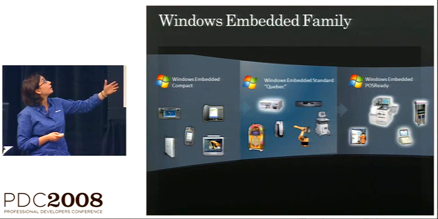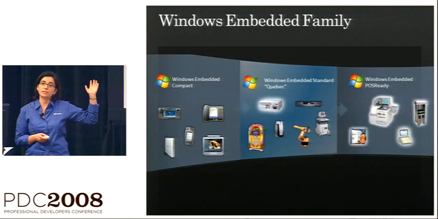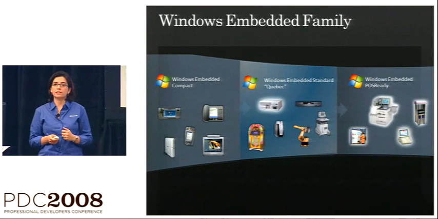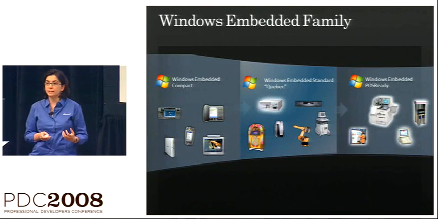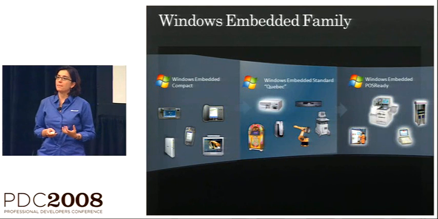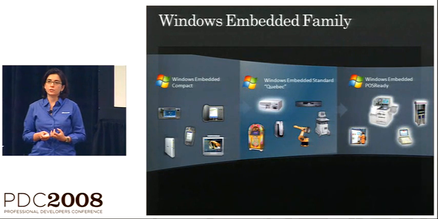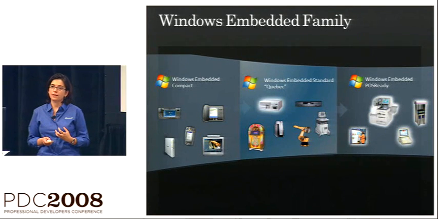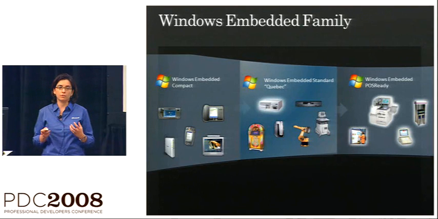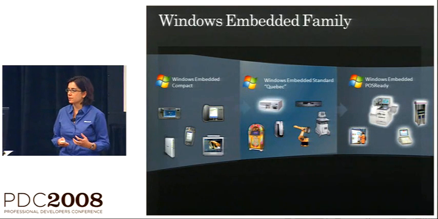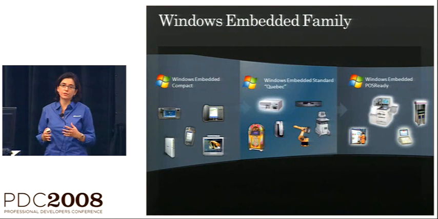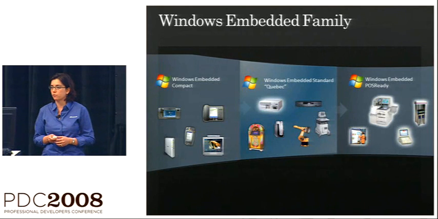In the family, there are three products. Windows Embedded Compact, also known as CE. It's a very small operating system. It goes into smaller devices. It has very good power management, native real-time support. Windows Embedded Quebec is a Windows 7-based componentized operating system that has compatibility with Windows 32-bit or 64-bit applications. And finally, Windows Embedded POS Ready is a pre-made custom version of Windows that's more suitable for enterprise point-of-service devices.